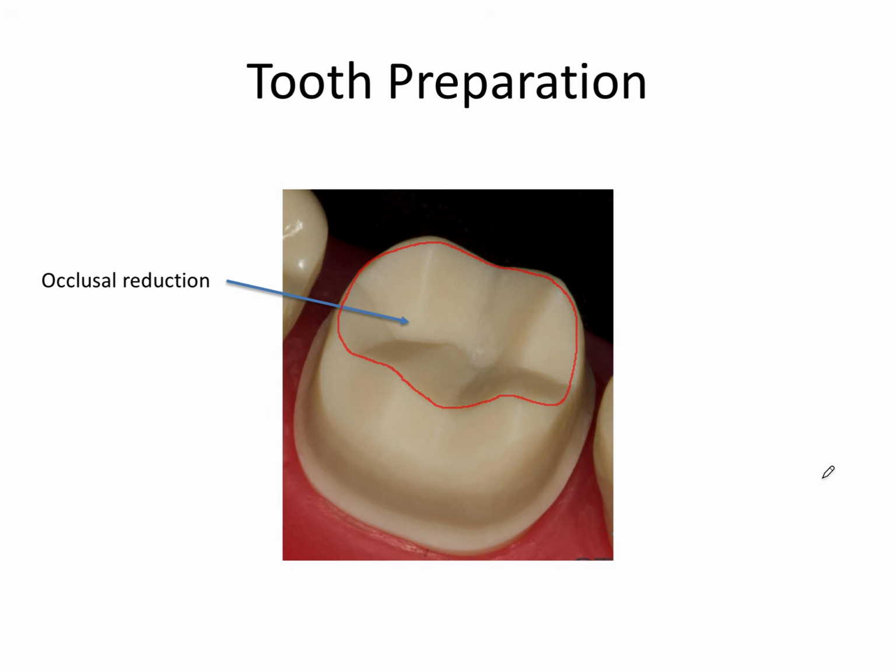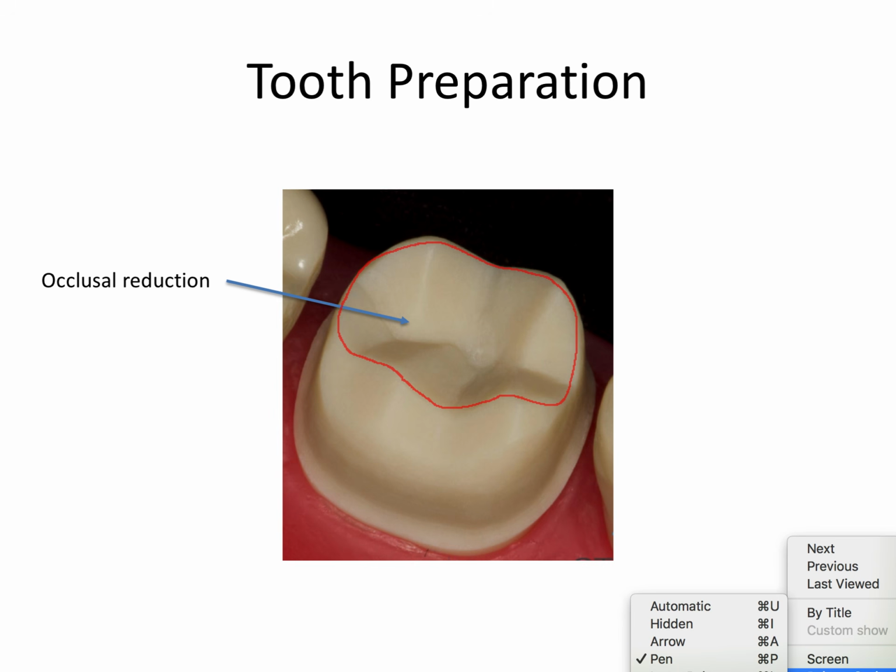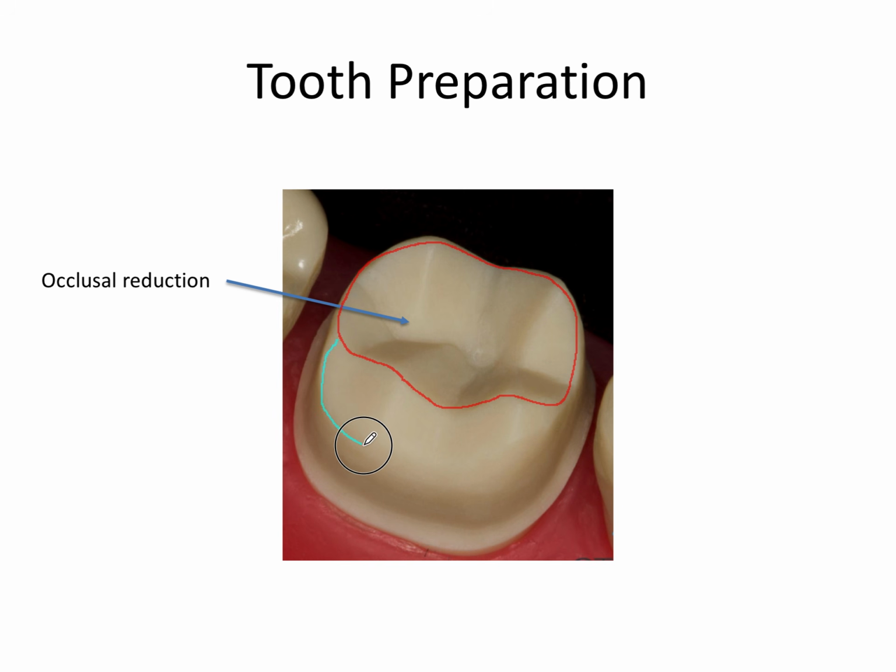But there's also a secondary plane of reduction directly over the functional cusps. So I will draw that in a different color, and the area I'm talking about is right over here. And remember, for the upper teeth, the functional cusps are the lingual cusps. For the lower teeth, they're the buccal cusps. So this is an upper molar, and so we're talking about the lingual cusps here being the functional cusps.